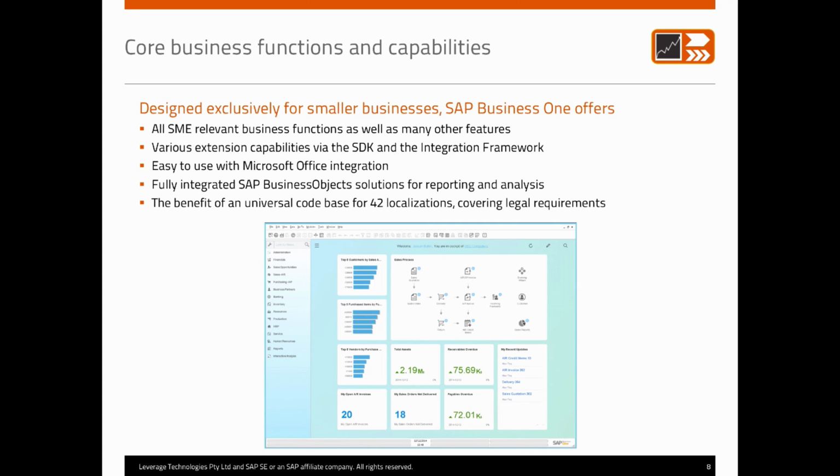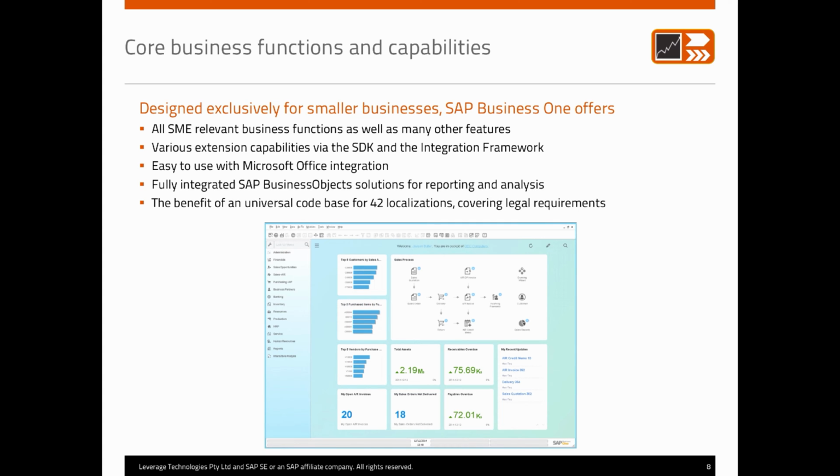I'm going to take you through and give you a little bit of a demonstration of this. Those business functions, the extension capabilities, important to note, there is easy Microsoft Office integration, and we're going to show you how some of that works. And we integrate products from another part of the SAP product family called SAP Business Objects, which give you reporting and analytics. And of course, the benefit is that there is universal code base for 42 localizations, all those localizations operating from one code base.